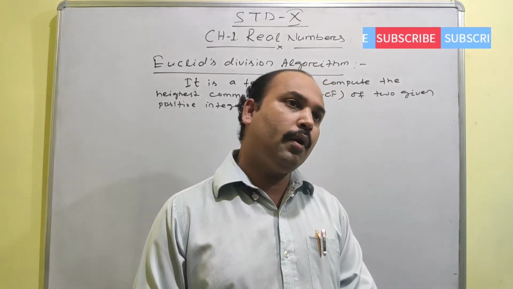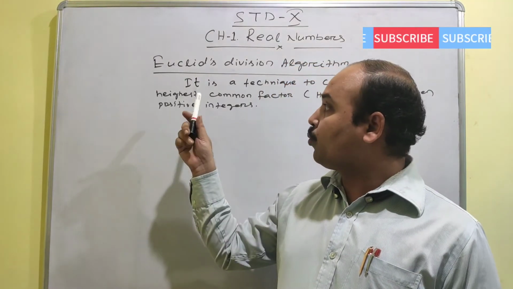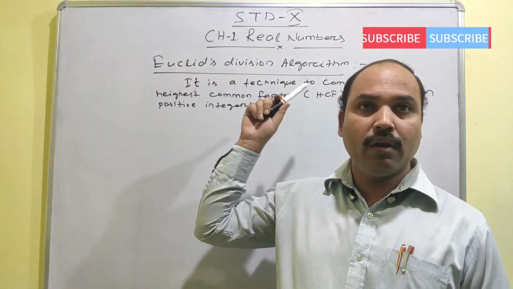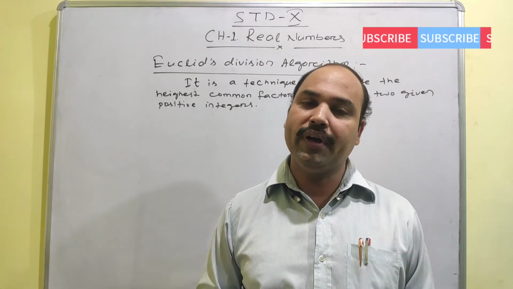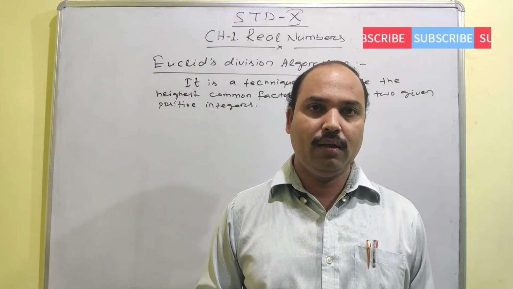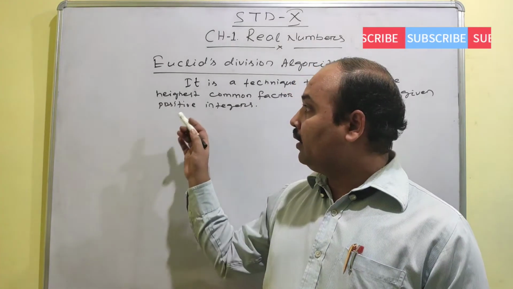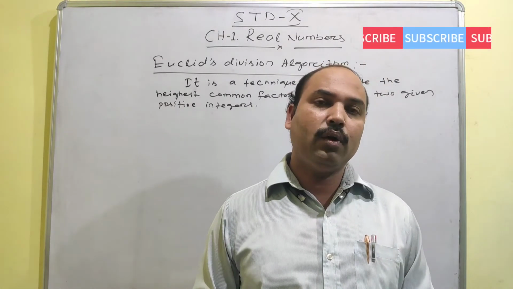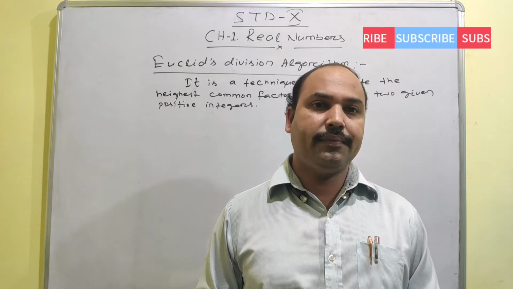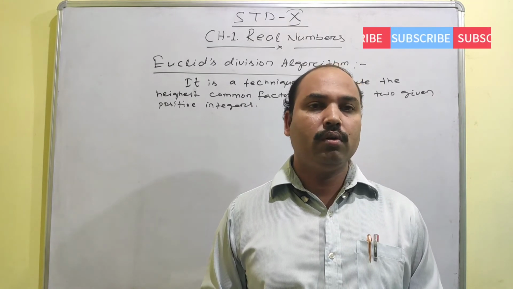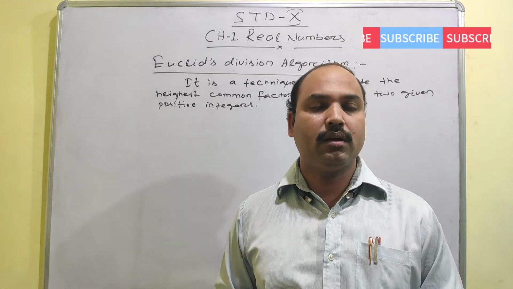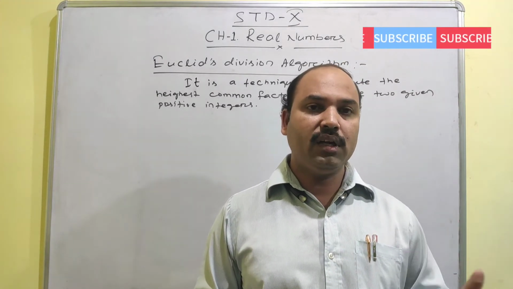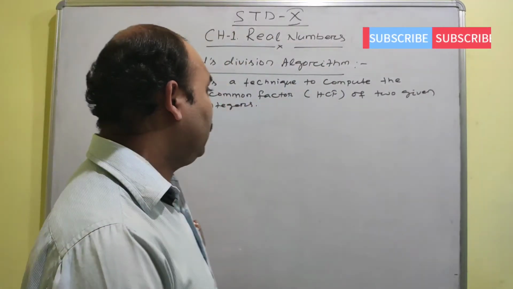And one thing you have to remember: to find the Euclid division algorithm, we have to take the help of Euclid's division lemma. Okay, now we will take one example to find the HCF of two given positive integers. Which method? By Euclid's division algorithm. So we will write the question.